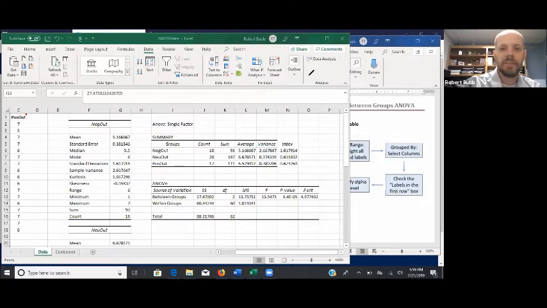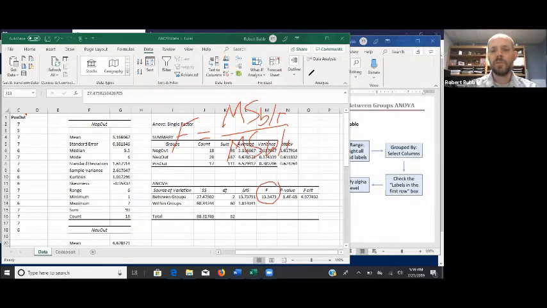Now to get the F statistic, we would take the variance between the groups, or MS between, and divide by the variance within, or MS within. We saw that in the narrated PowerPoint already. Notice that Excel does that for you. That's this F value right here. In this case, that F value is 13.55.